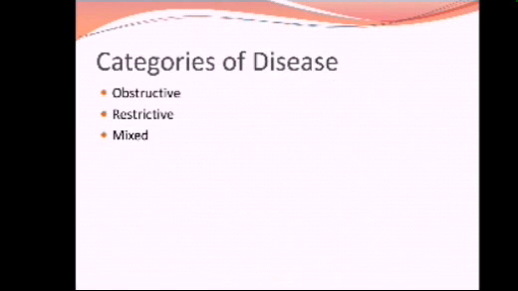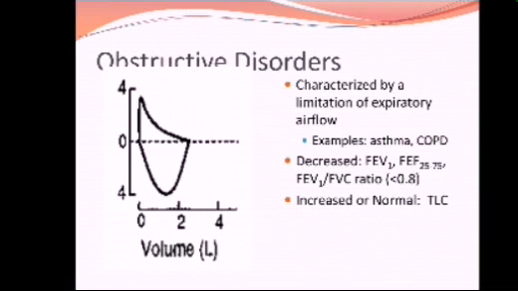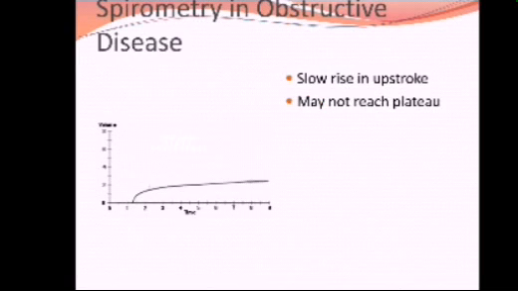So how do we categorize lung diseases? They can be obstructive, restrictive, or mixed diseases. So what do obstructive disorders show? Obstructive disorders are characterized by a limitation of expiratory airflow, for example conditions like asthma and chronic obstructive pulmonary disease. In spirometry in these obstructive diseases, what we see is a slow rise in the upstroke, and they may not reach the plateau.